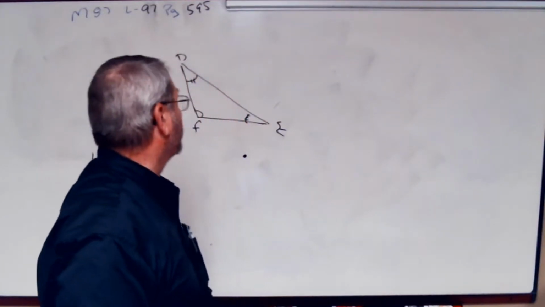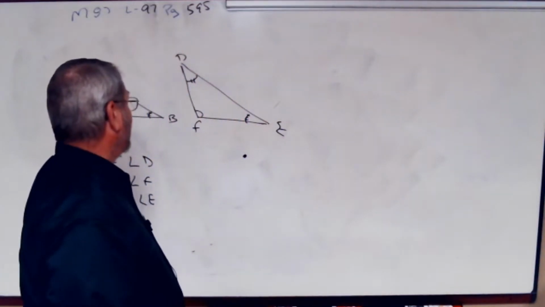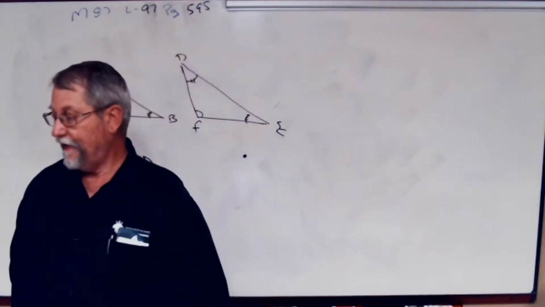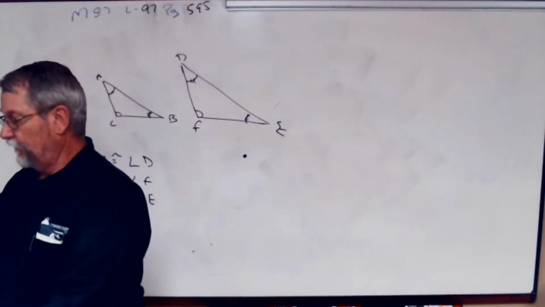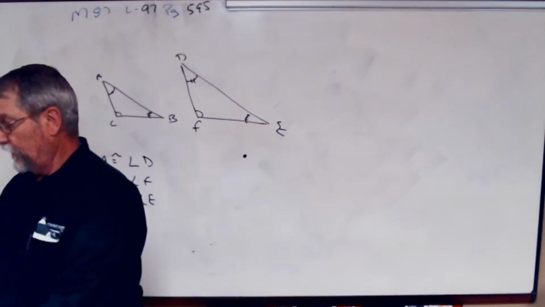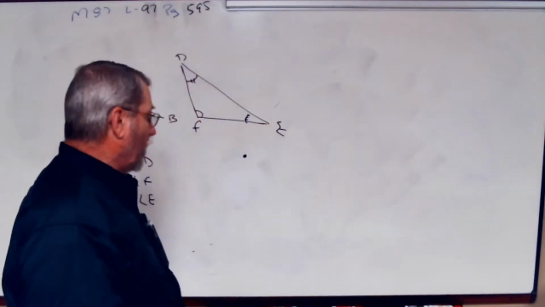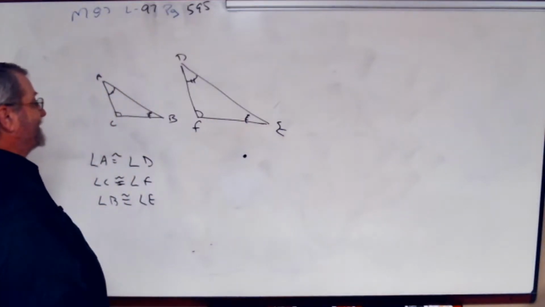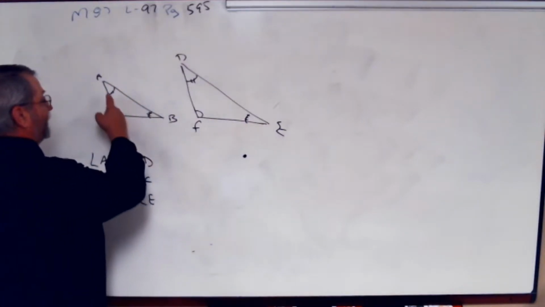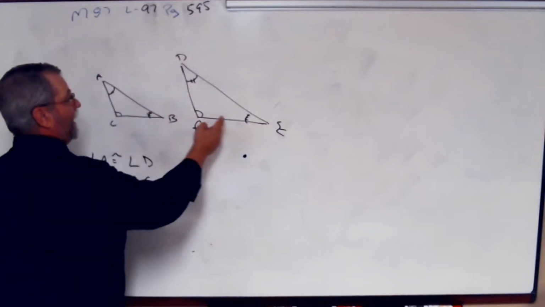Okay, youngins, Math 87, Lesson 97, page 595. Similar triangles and indirect measure, which are very closely related. Similar triangles are triangles that are not the same size, but have the same angles.